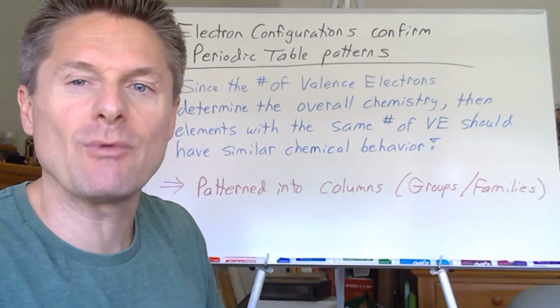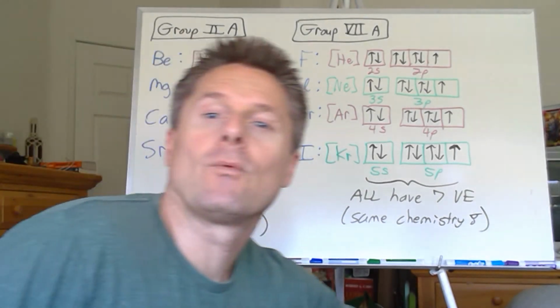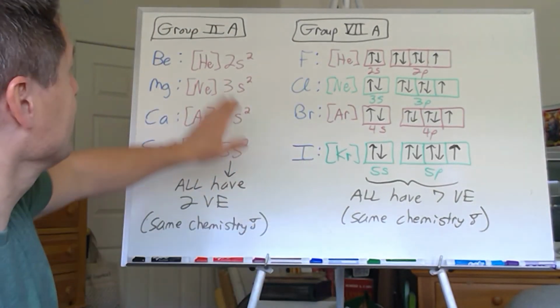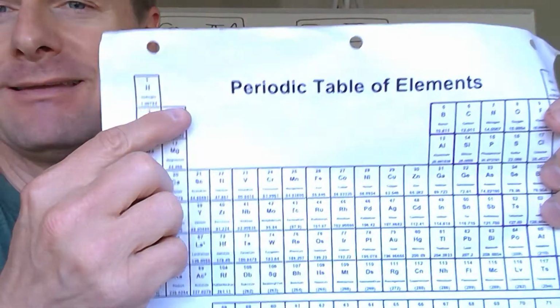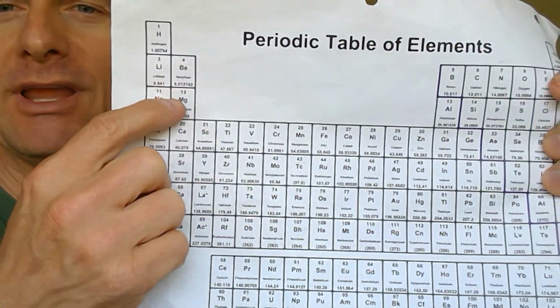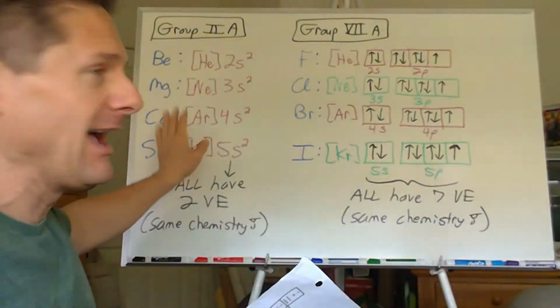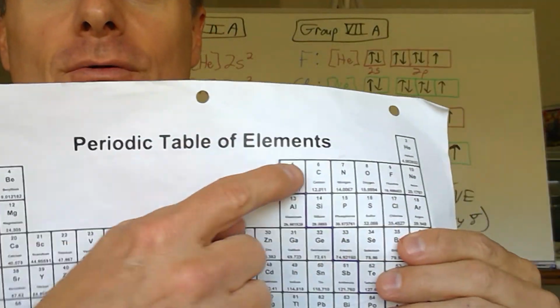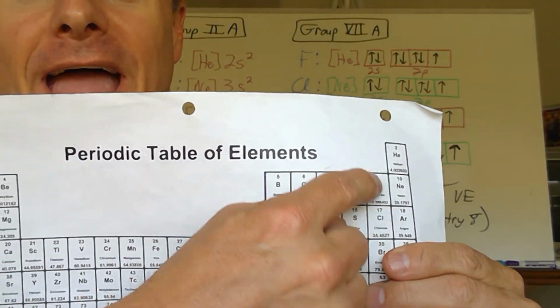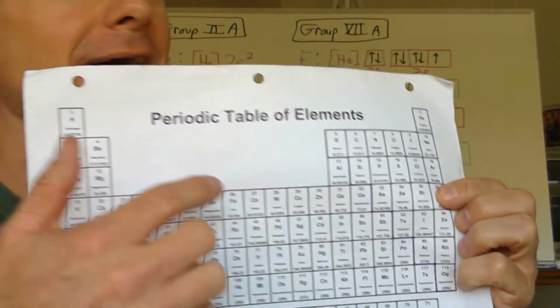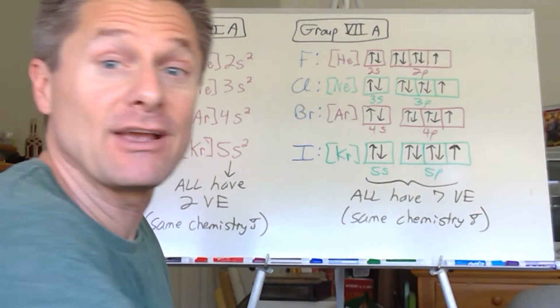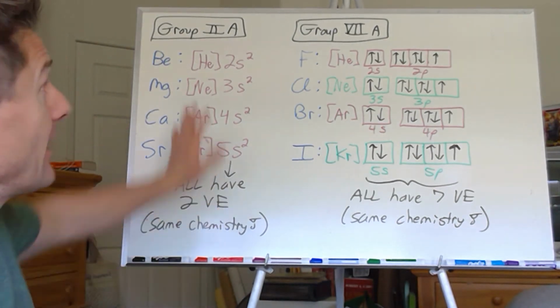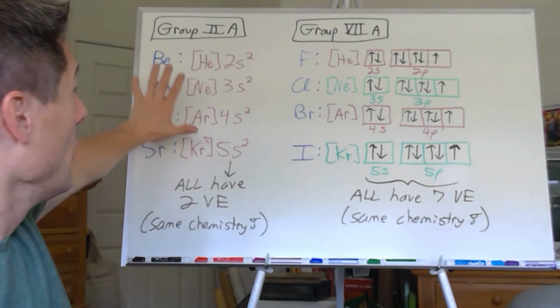Let's look at one trend. All right, let's polish this off with some trends. I took the group 2A, the alkaline earth metals, beryllium, magnesium, calcium, strontium. I could have kept going, but I ran out of room. And I took group 7A, 1, 2, 3, 4, 5, 6, 7, the halogens, fluorine, chlorine, bromine, iodine, and I ran out of space. I could have kept going down. All right, and that's why I like this old numbering system.